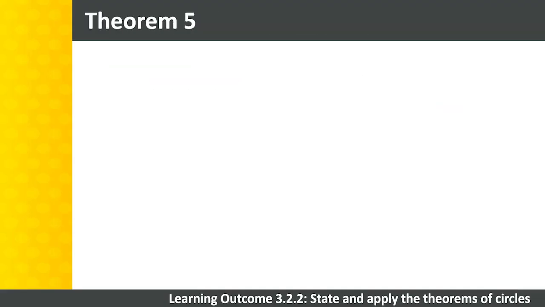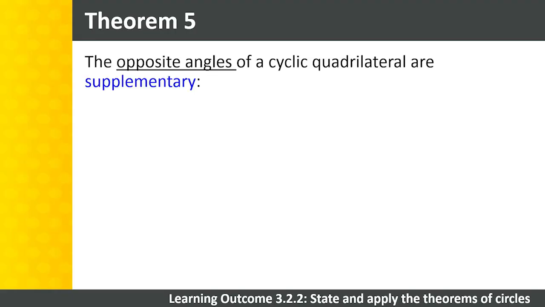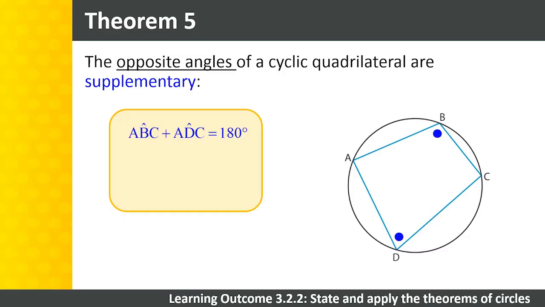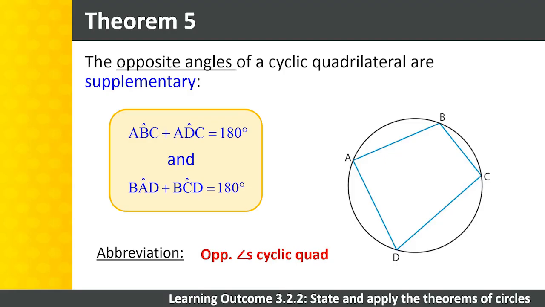Theorem 5. The opposite angles of a cyclic quadrilateral are supplementary. In this diagram, we have a cyclic quadrilateral A, B, C, D. We can conclude that angle B plus angle D equals 180 degrees, and angle A plus angle C equals 180 degrees. When students use this theorem, they should use this abbreviation as a reason. Opposite angles, cyclic quad.